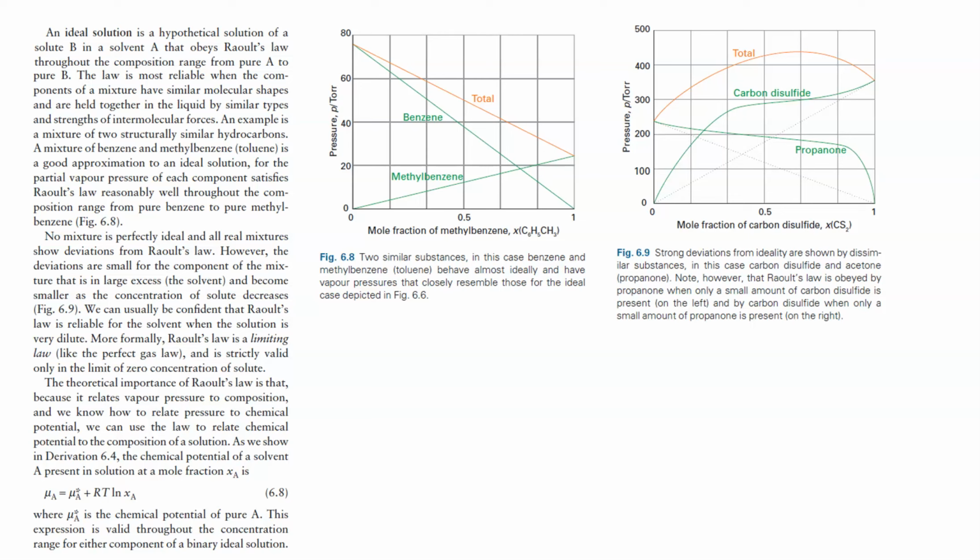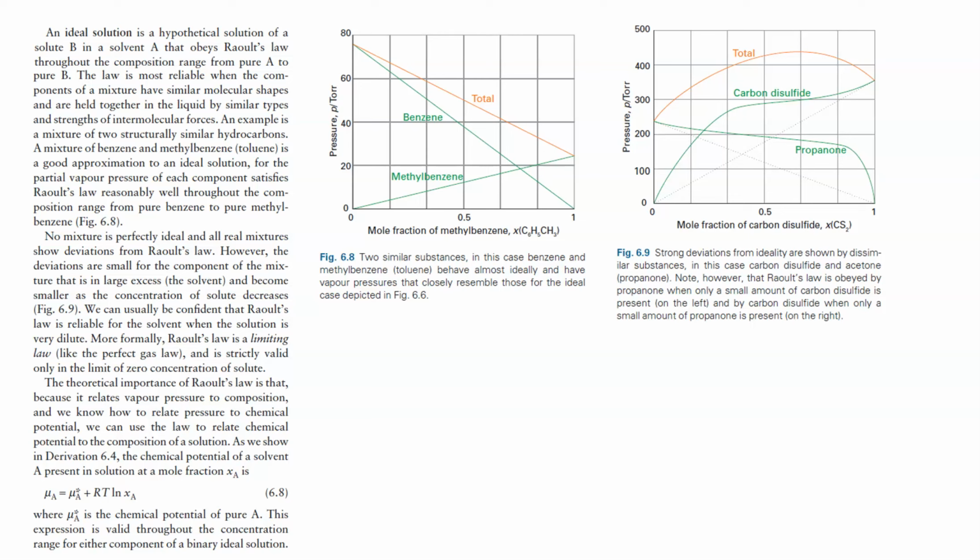A mixture of benzene and methylbenzene, or toluene, is a good approximation of an ideal solution, for the partial vapor pressures of each component satisfy Raoult's law reasonably well throughout the composition range from pure benzene to pure methylbenzene, which is what we see in figure 6.8. Let's take a look at that 6.8.